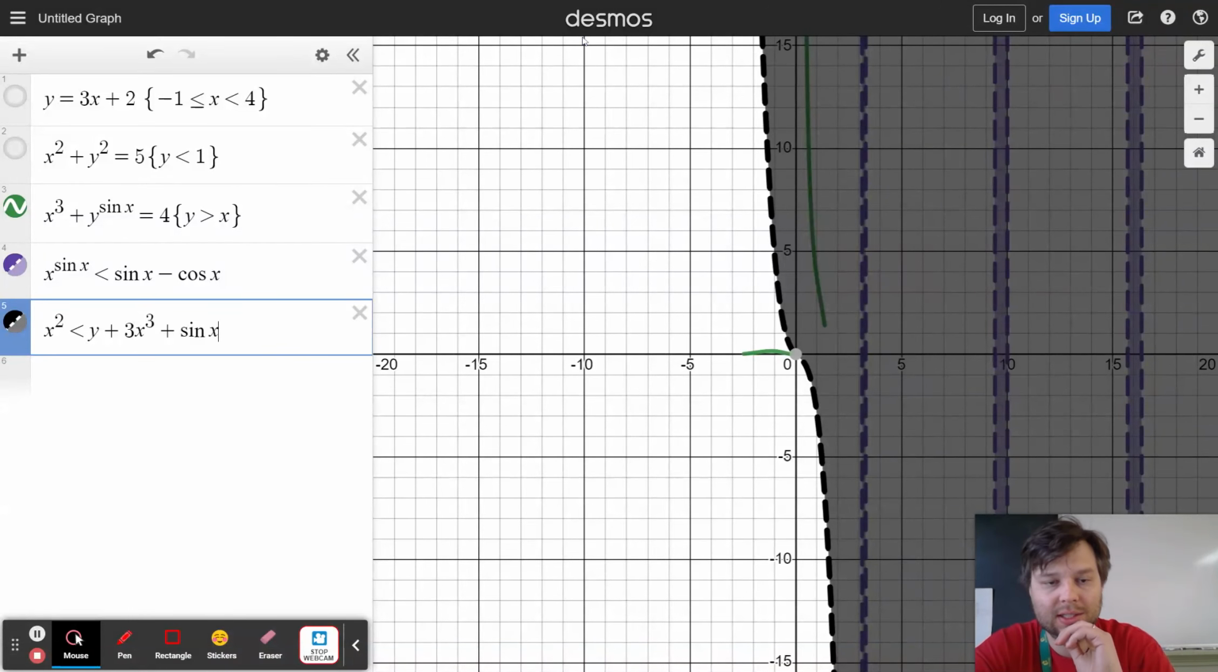There you go. That's how you restrict domain and range, and then a little bonus action on making things shade.